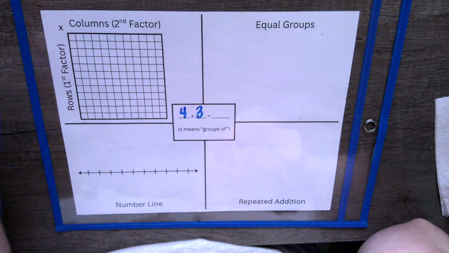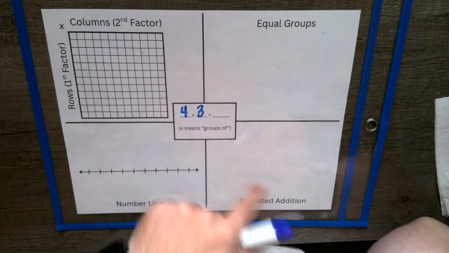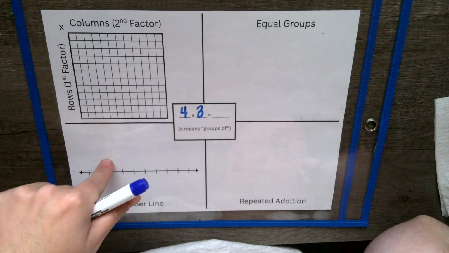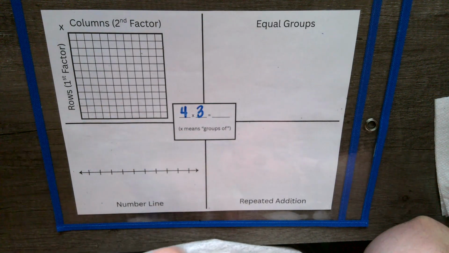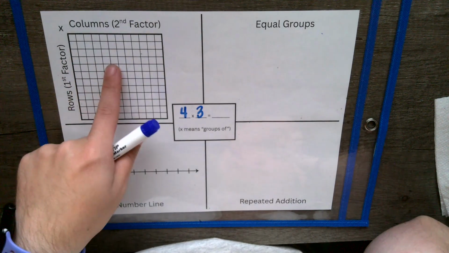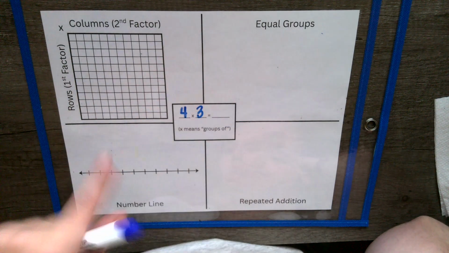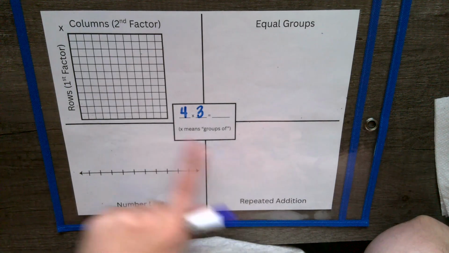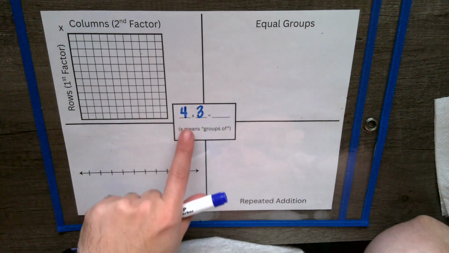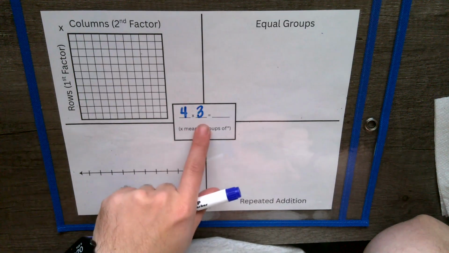In this video, we're going to take a look at the 4 different strategies that are used in 3rd grade to learn fact fluency for multiplication. So we're going to take a look at arrays, equal groups, using a number line, and repeated addition. For this video, we're going to take a look at the equation 4 times 3.